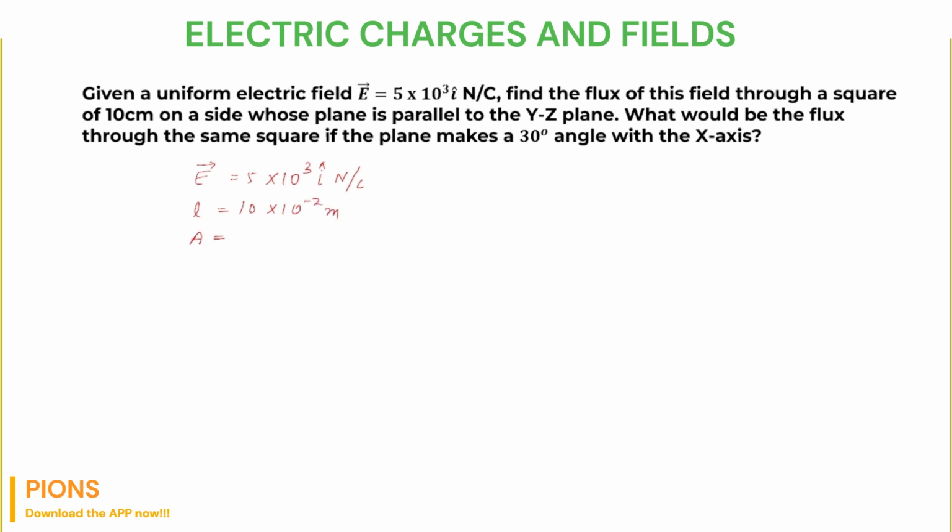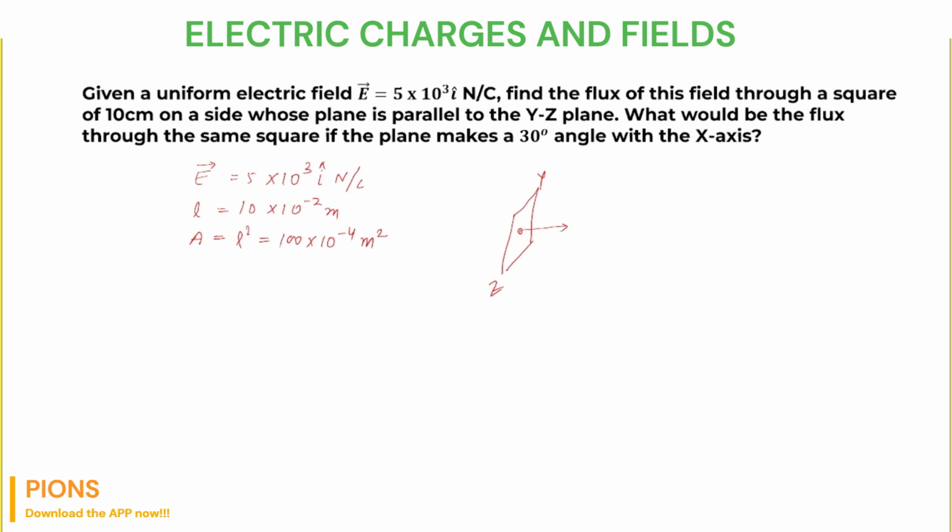So area will be square of this, L square. So that will be how much? 100 into 10 to the power minus 4 meter square, right? On a side whose plane is parallel to YZ. So let's assume that it is parallel to YZ like this. This is our y-axis, and let's call it z-axis over here, YZ. So perpendicular will be where? It will be along x-axis, right?